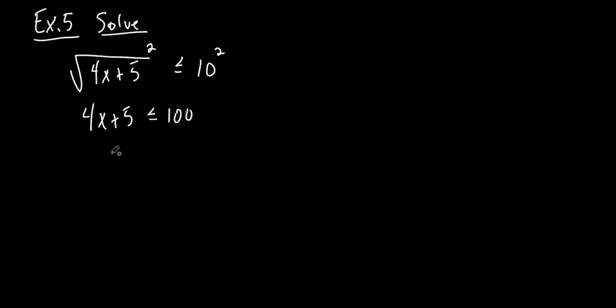And then we subtract 5 from both sides. So 4x is less than or equal to 95. Divide both sides by 4. So x is less than or equal to, sorry, getting ahead of myself, 95 divided by 4. You could keep it like that, but that's not a number that I think of on the number line, is it?